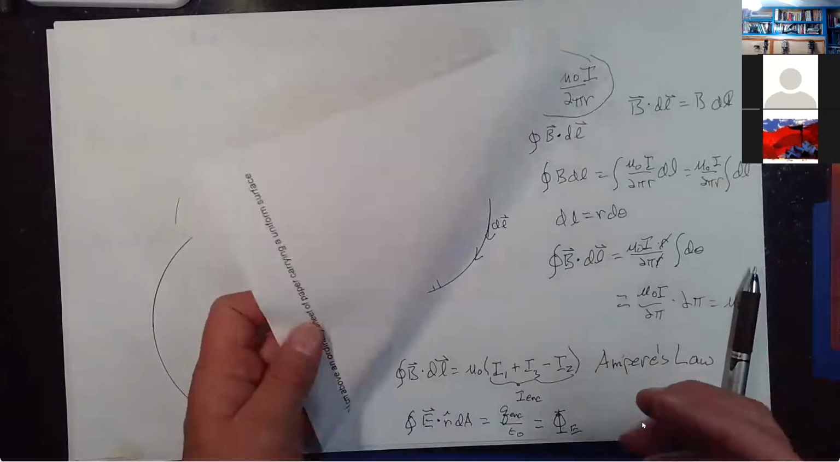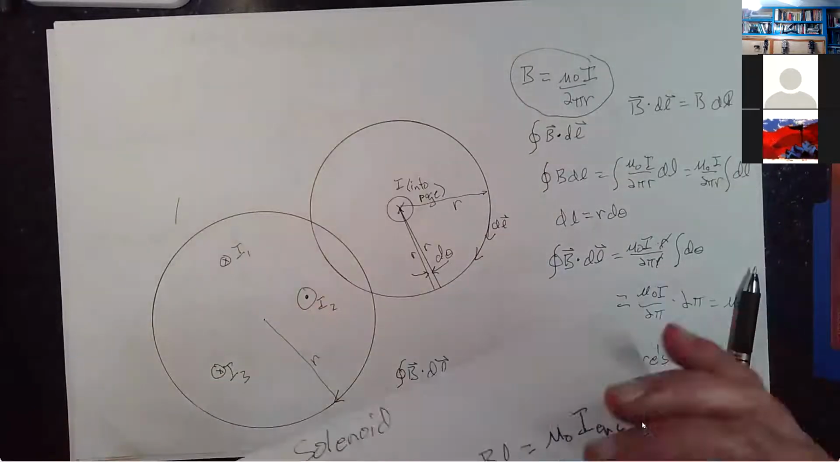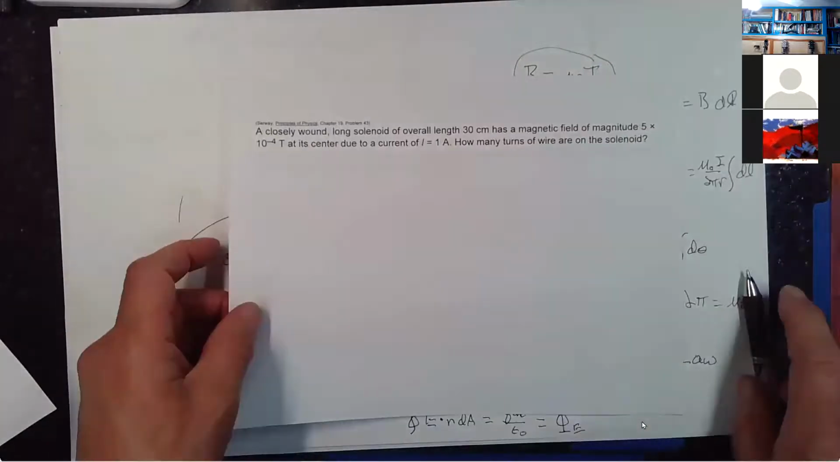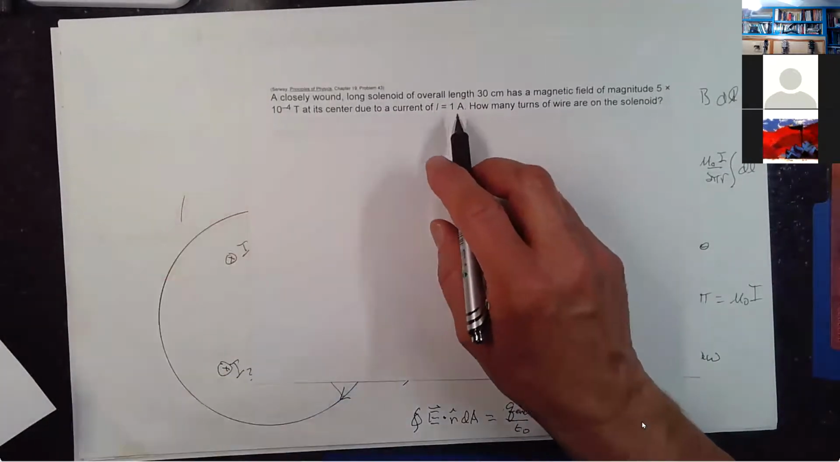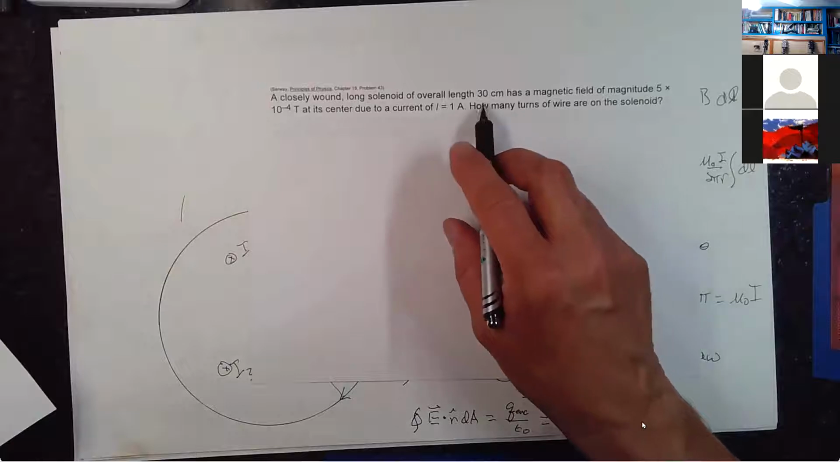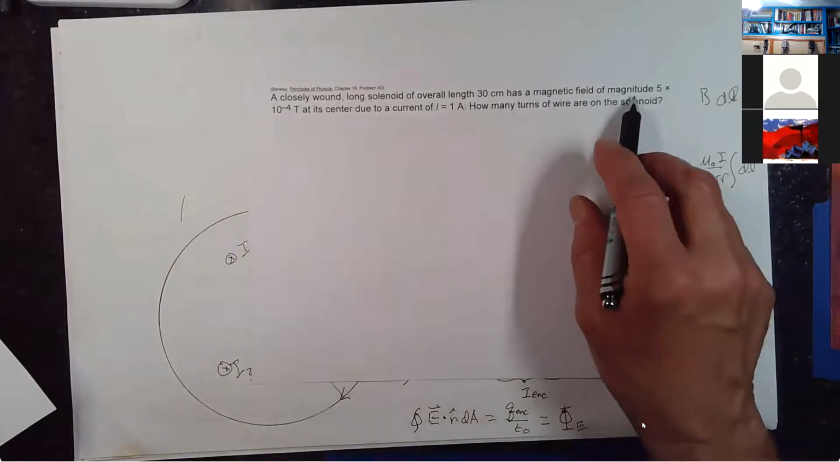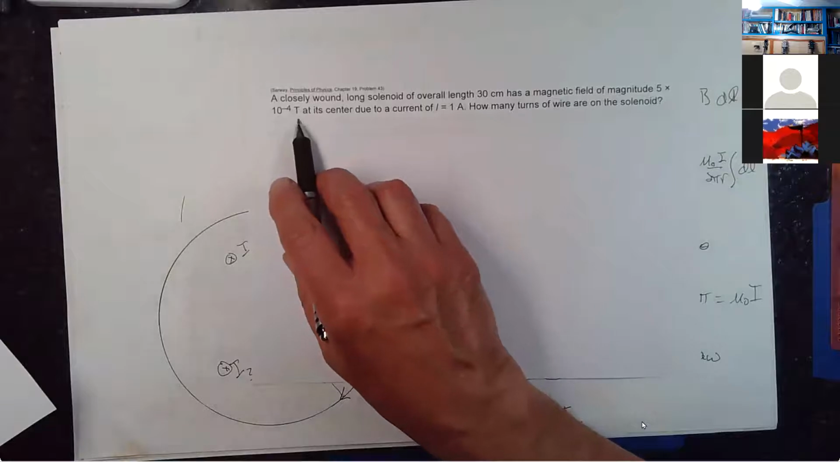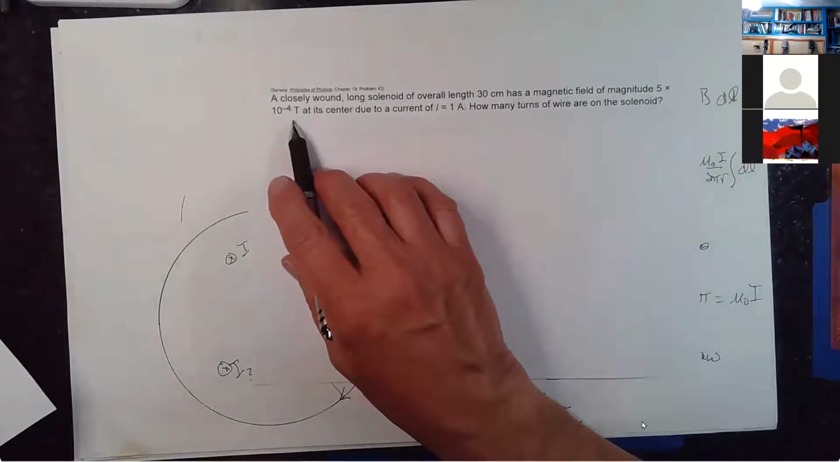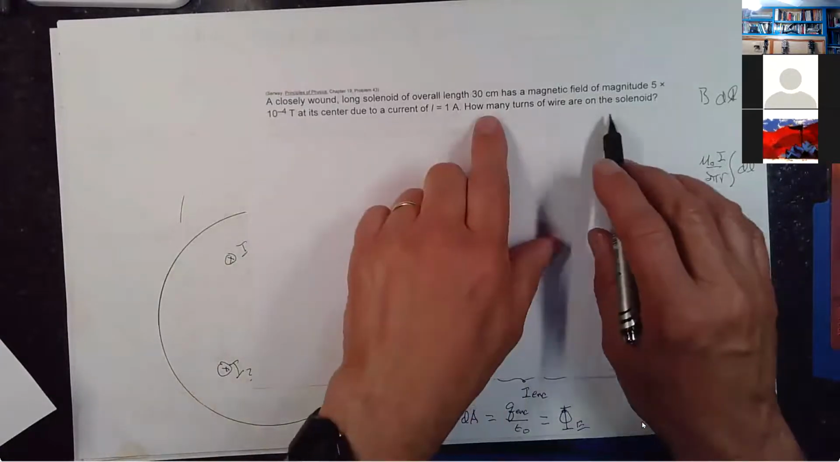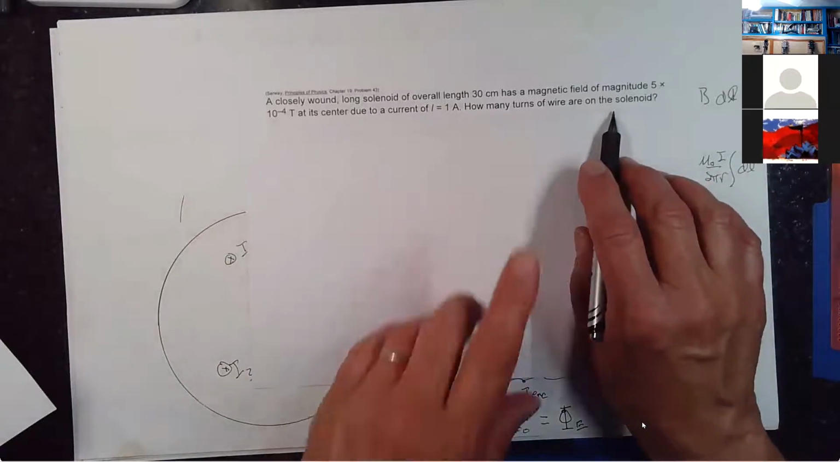So you'd have to figure out for your particular situation just what's going to be the best trade-off. Now we can try one of those other problems. If I can remember where I put them. Here they are. A closely wound long solenoid of overall length 30 centimeters, which is immaterial actually, has a magnetic field of 5 times 10 to the minus 4th Tesla at its center. That's not very strong. That's only about 10 times as strong as the Earth's magnetic field. And it's carrying a current of 1 amp. How many turns of wire are on the solenoid?